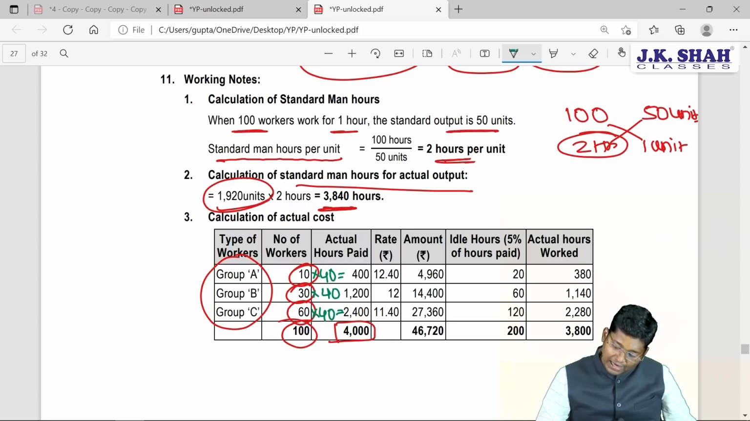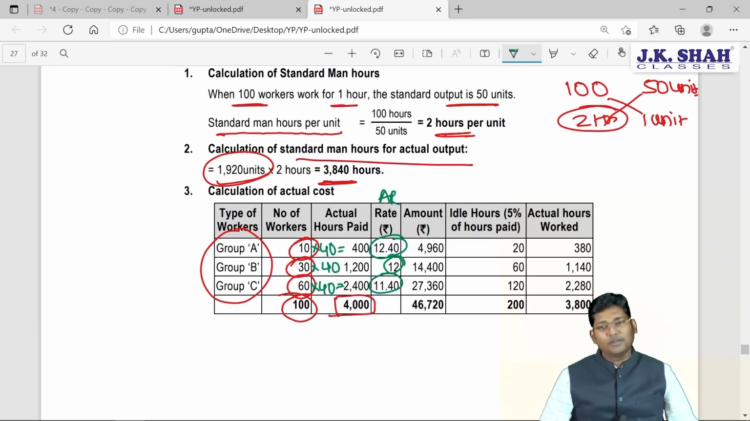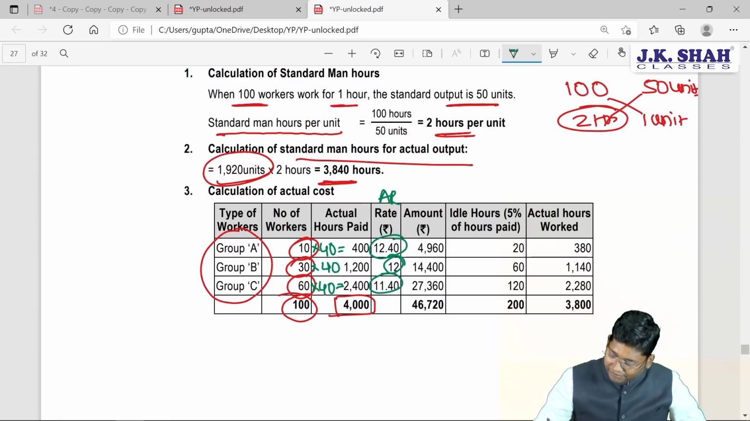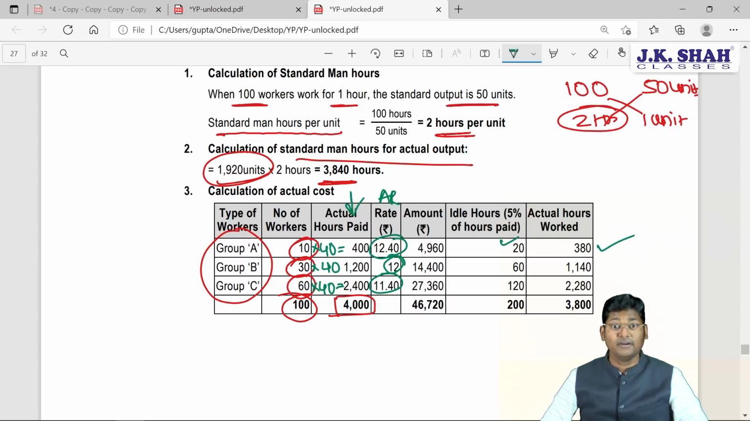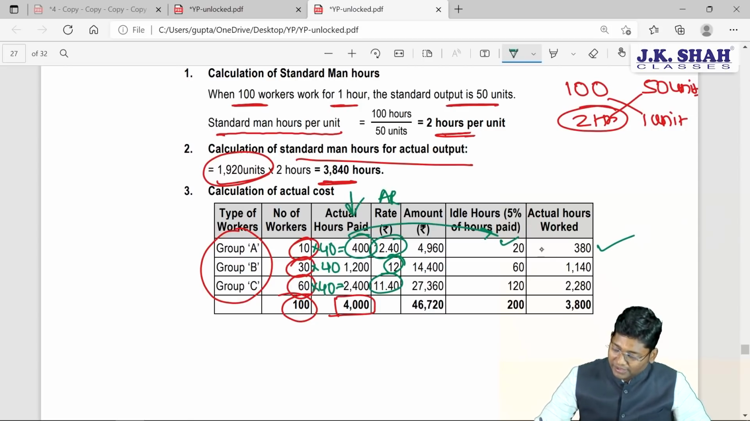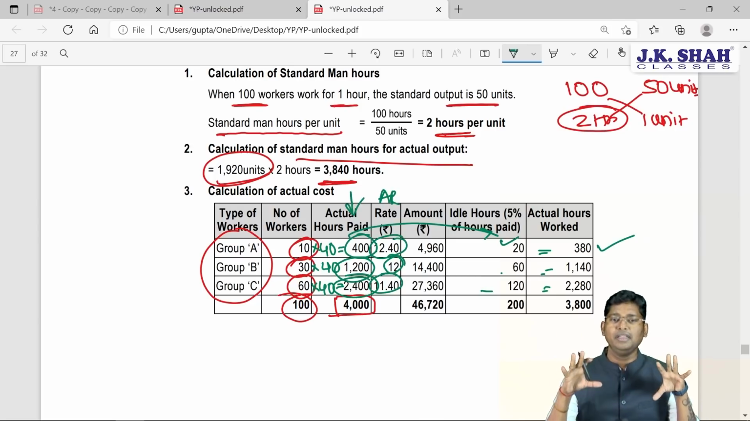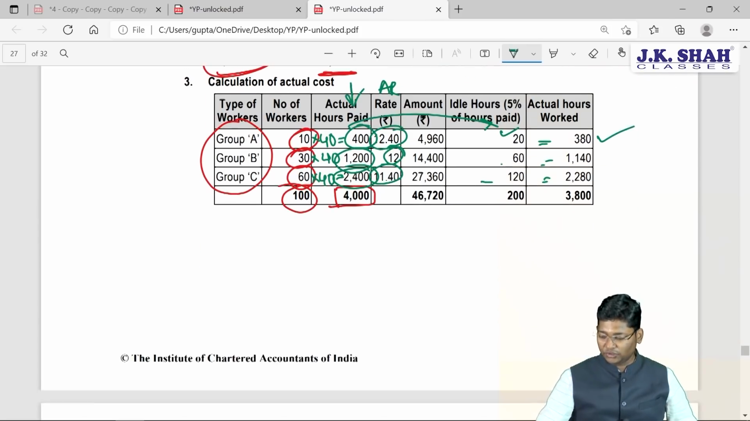Amounts are also calculated because these are the actual rates, and these rates are given in the question. Along with this rate, idle hours are also given, and idle time is 5%. Sir, 5% of what? Of actual hours. So actual hours are 400, into 5% gives 20 hours loss. So actual number of hours worked are 380. Sir, how is it calculated? 400 minus 20 gives you 380. 1200 minus 60 gives you 1140, and 2400 minus 120 gives you 2280. So this table is giving you the information about the actual stuff which has happened.